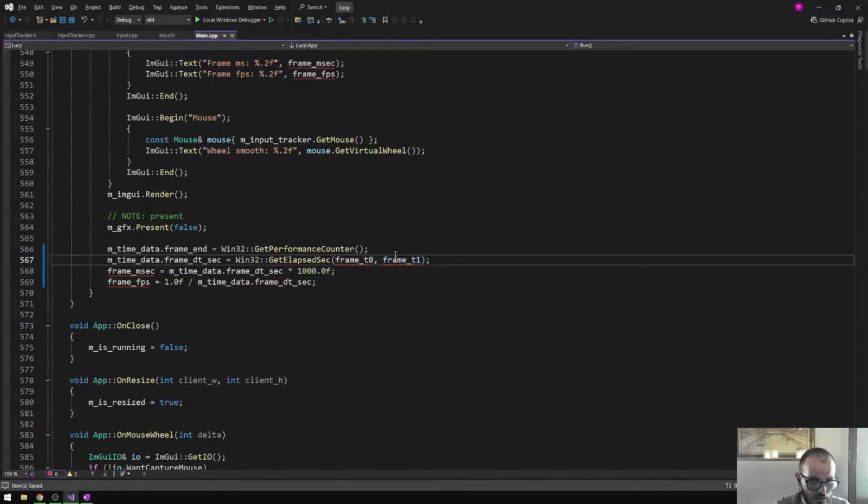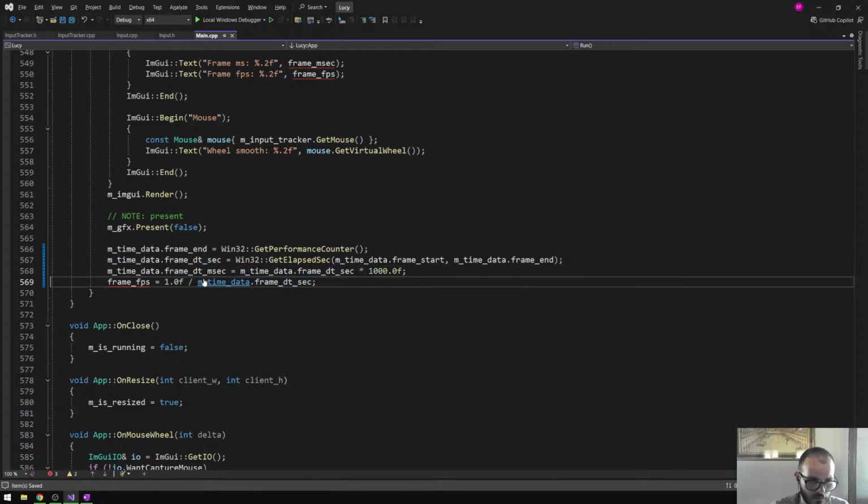Here is frame start, frame end, this frame delta time in milliseconds, which is the frame multiplied by 1000, and then here we have the m FPS data dot frame FPS, and we got it. Everything should work fine. Obviously no.